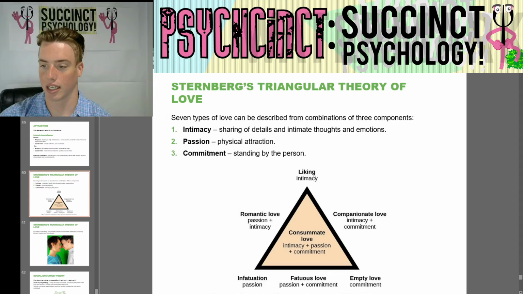You have liking, which is intimacy; romantic love, passion plus intimacy; infatuation, which is just passion; companionate love, intimacy plus commitment; empty love, which is just commitment; and fatuous love, which is passion and commitment. And finally, you have consummate love, which is a combination of all three.